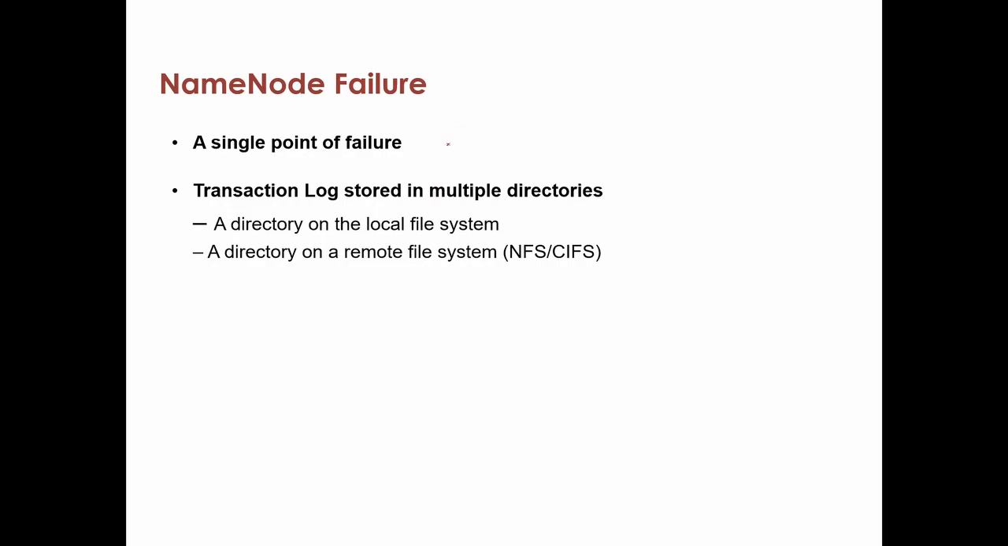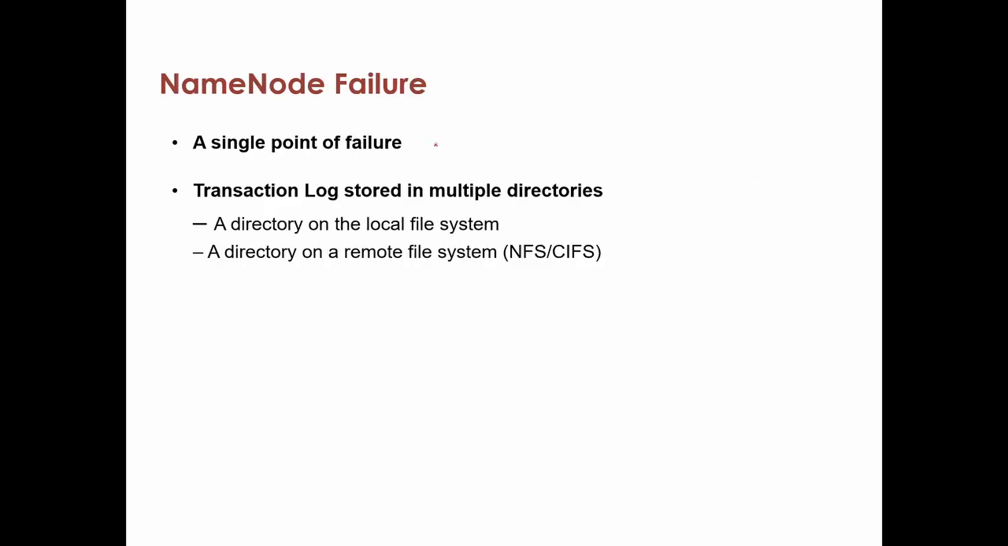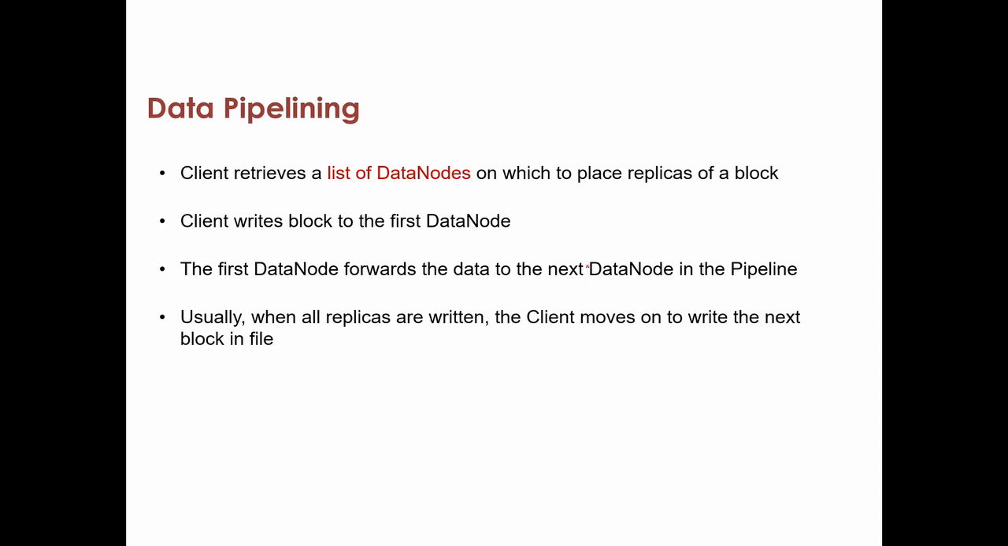Now, the name node, as was mentioned, is the single point of failure. What the name node does is it stores a transaction log in multiple directories. It can store the transaction log in a directory on the local file system, or it can store it on another remote file system like a network file system or something like this. I think we have already discussed this.